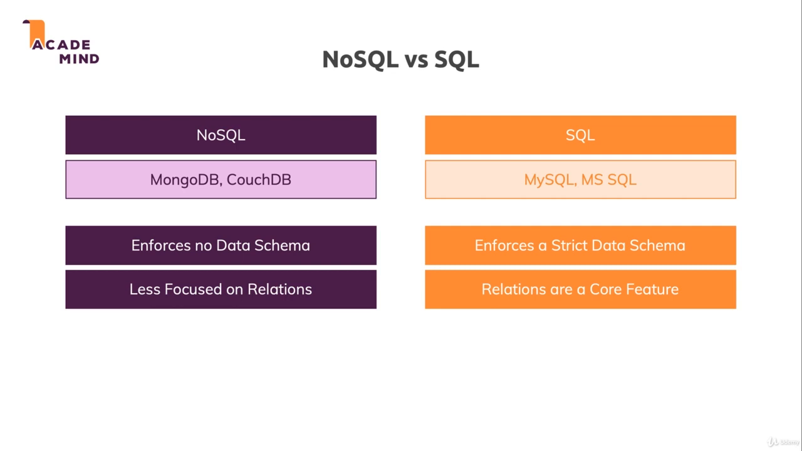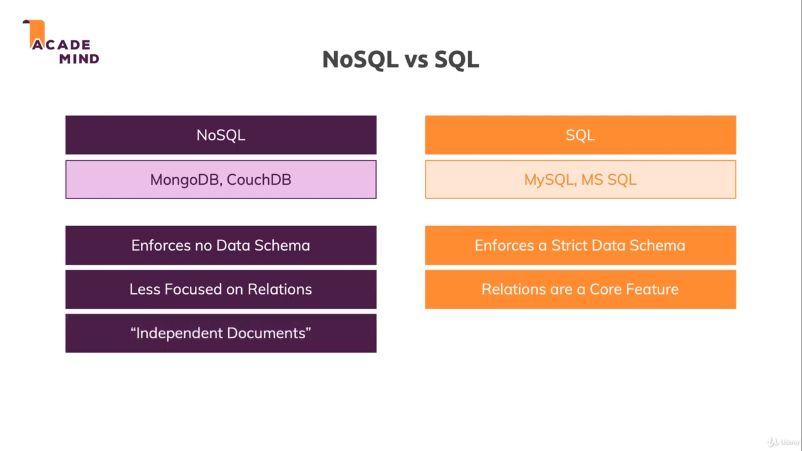And to summarize these points so far, we can actually say that NoSQL works with independent documents, so the documents are not necessarily related to each other. For SQL databases, well, the records are related. That's again one of the core concepts behind the SQL database actually.